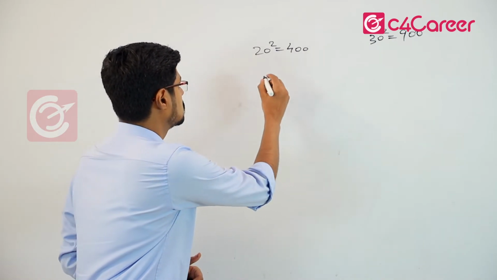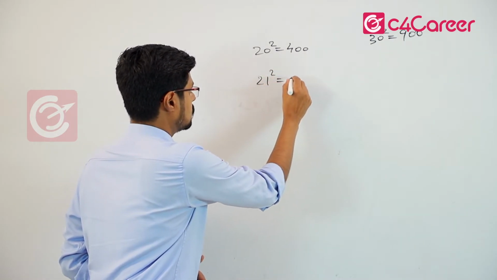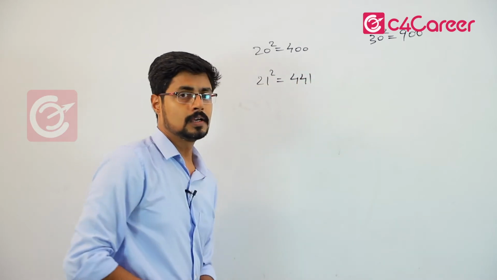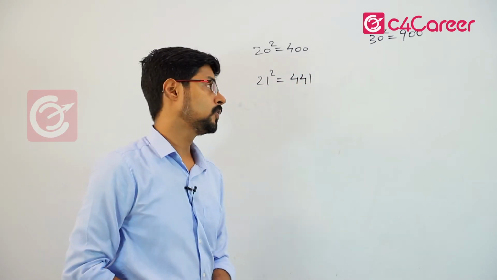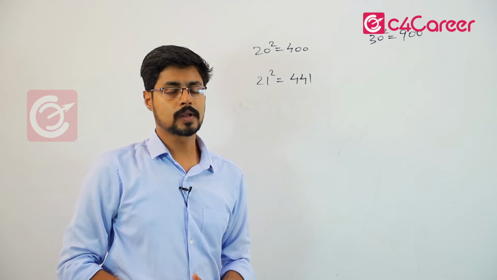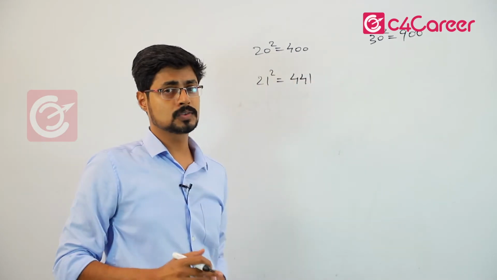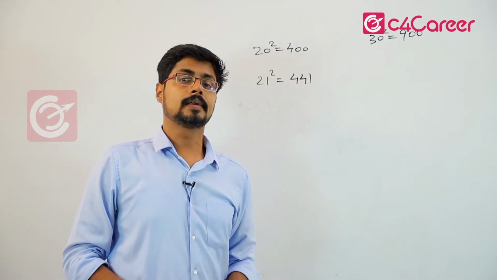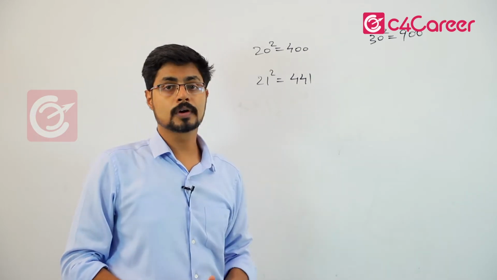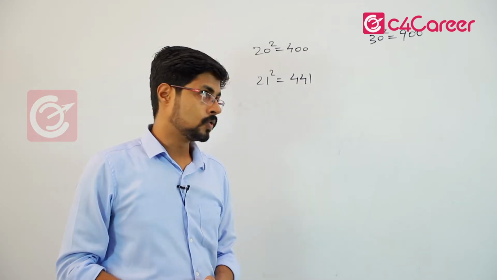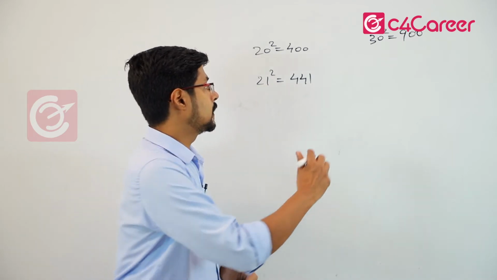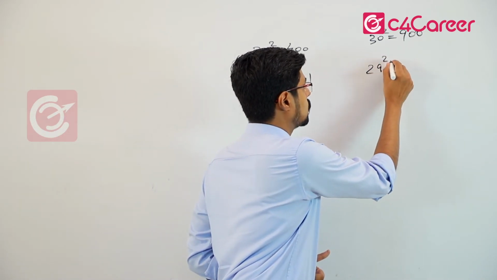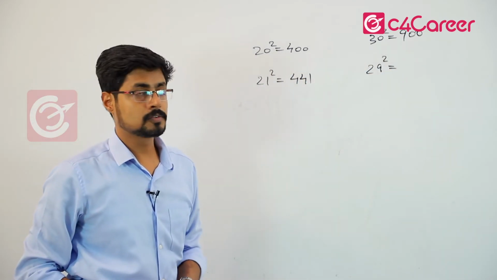Okay. Now let's look at 21 square. 21 square is going to be 441. So you'll have to memorize this. 20 square is 400, so try to quickly connect with that and learn that 21 square is 441. So if you know 21 square, I can tell you an easy method for 29 square.